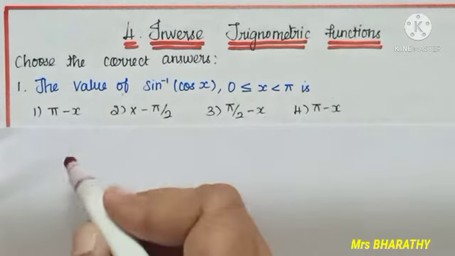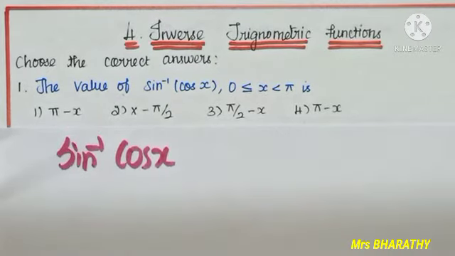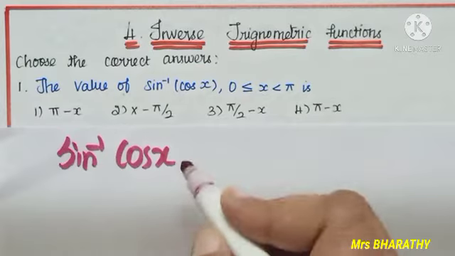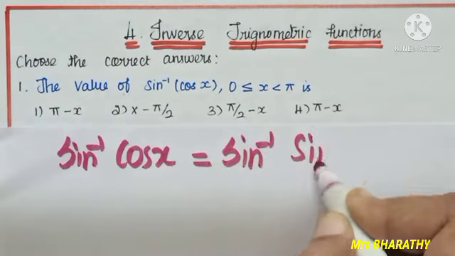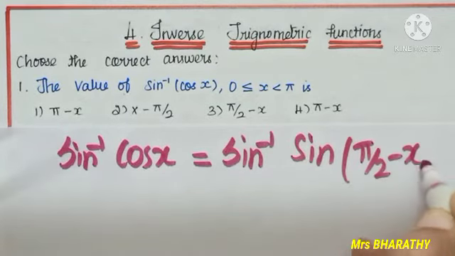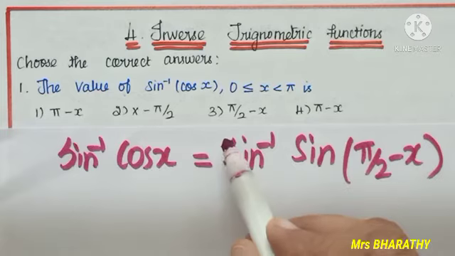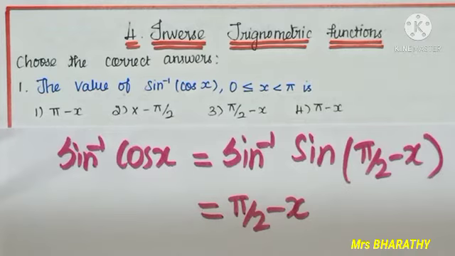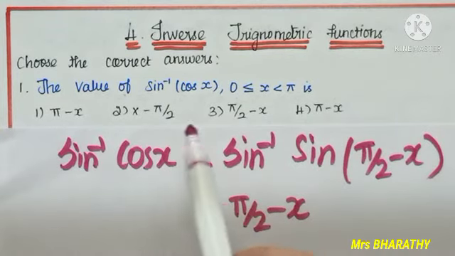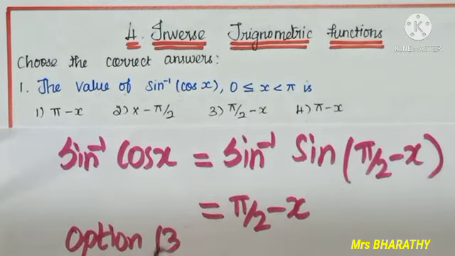The value of sine inverse cos x. When I have sine inverse, I want to write sine. Cos x can be written as sine of pi by 2 minus x. As we cancel sine inverse and sine, we just get pi by 2 minus x. Pi by 2 minus x is the third option. So the correct option is 3.